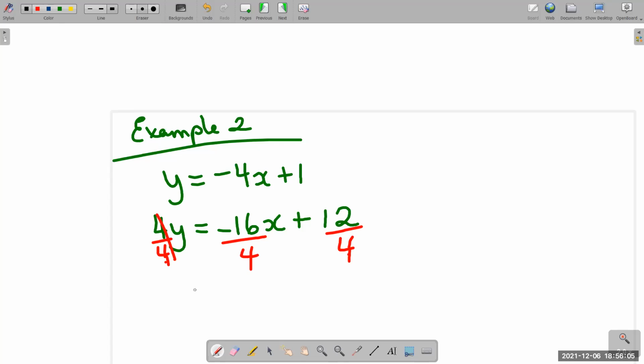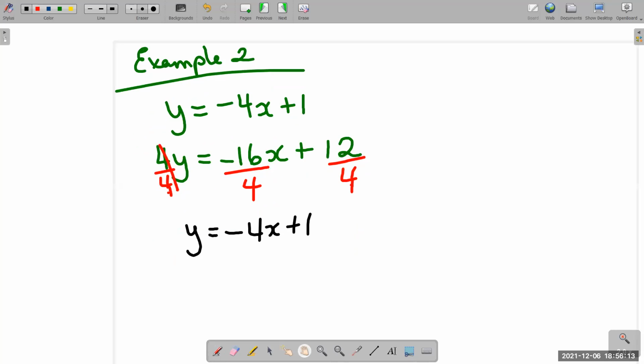So we're going to end up with, let's rewrite the first equation. The first equation was y equals minus 4x plus 1. So what would our second equation become? It's going to become y is equal to what? Negative 16 divided by 4 will give me what? See, integers again.